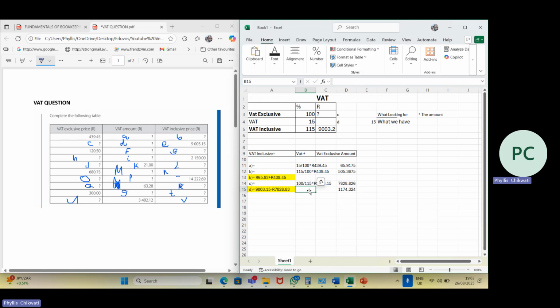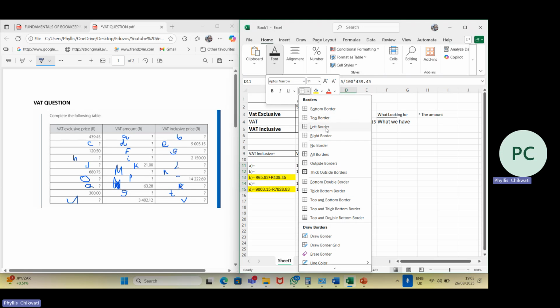What is the other formula? The other formula will be your 15. Remember, this is our VAT portion that we're looking for. We divide that by 115, because that's our complete line, that's what we have, and then you times that by 9003.15, then you should get exactly the same answer. Okay, let me just do the next one.